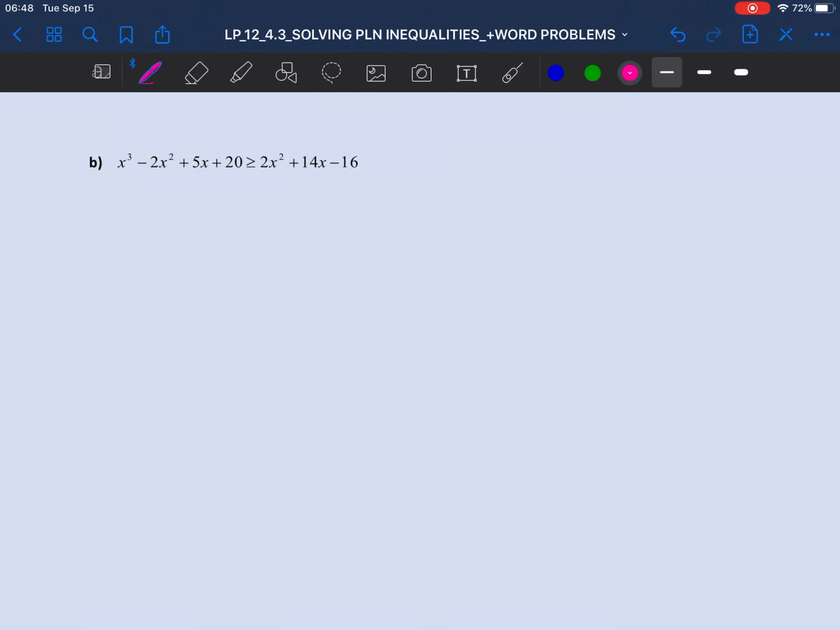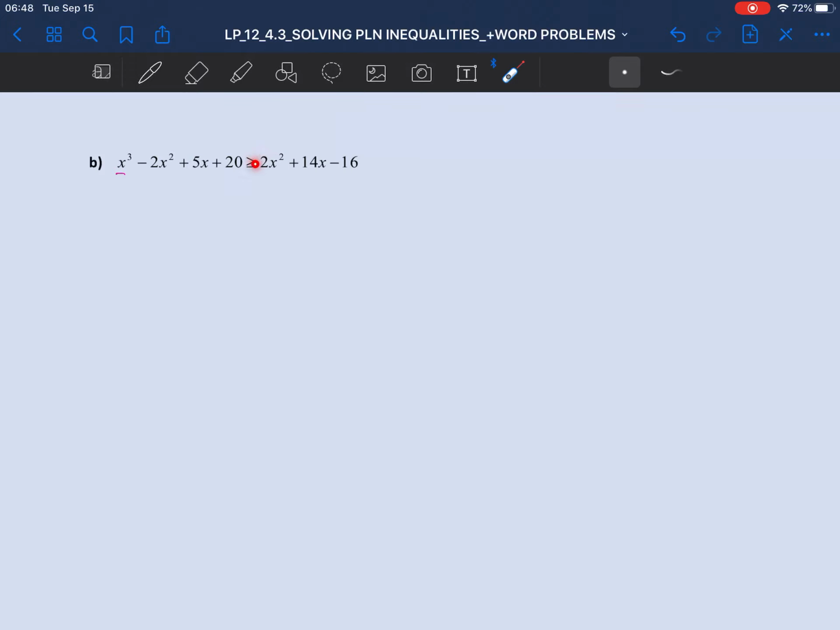Hello and welcome. So far, we have looked at polynomial inequalities of first, second, and third degree. And I thought that it would be a good idea if we look at one more example. In this case, a third degree polynomial inequality, which is slightly different than the ones that we have discussed together.